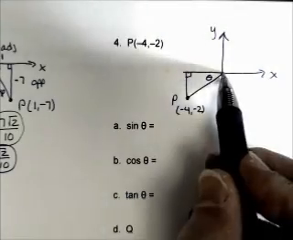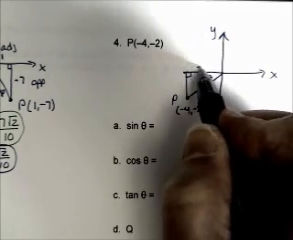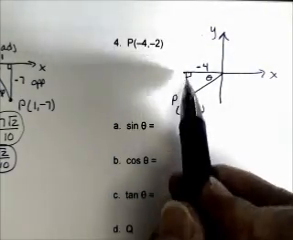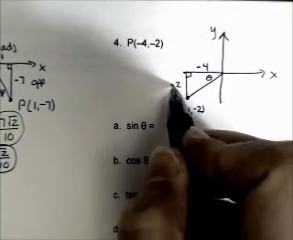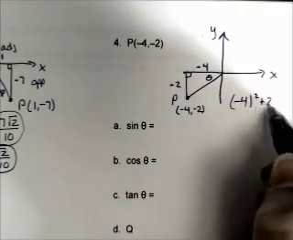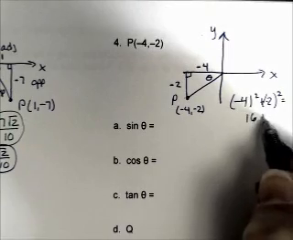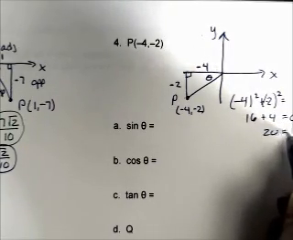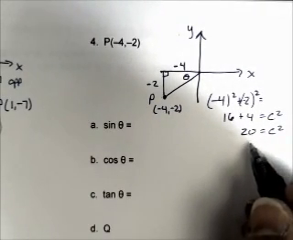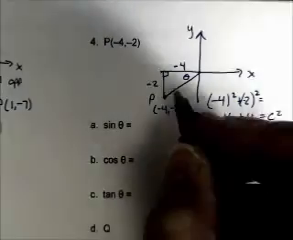Our lengths here. This horizontal distance is the x value, a distance of 4, but again I'll write negative 4 because I don't want to forget about my sign. And then the vertical distance is 2. Again I'll write negative 2. Pythagorean theorem. Let's see, negative 4 squared is 16 plus 4 is 20. And the square root of 20 simplifies to 4 times 5, so it was 2 square root of 5. So our hypotenuse is 2 square root of 5.